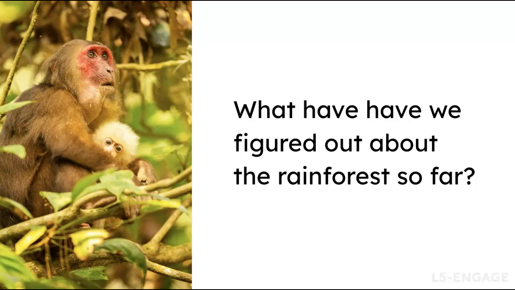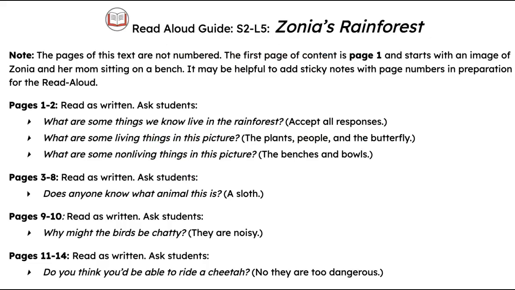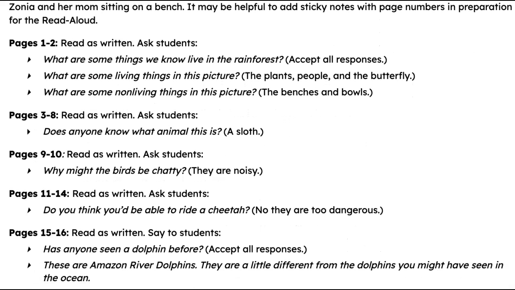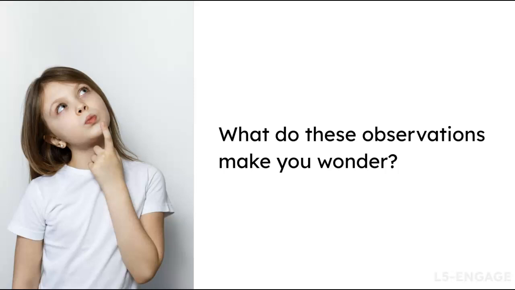You'll begin the Lesson 5 Engage by introducing the anchoring problem. You'll ask students what they have figured out about the rainforest so far. You'll then read Zonia's Rainforest. Be sure to use the Read Aloud Guide for discussion prompts and key ideas. You'll then allow students to turn and talk to share their observations and ideas from the book and provide them with the sentence stem, "Now I'm wondering about," to model how we can use observations to develop questions.